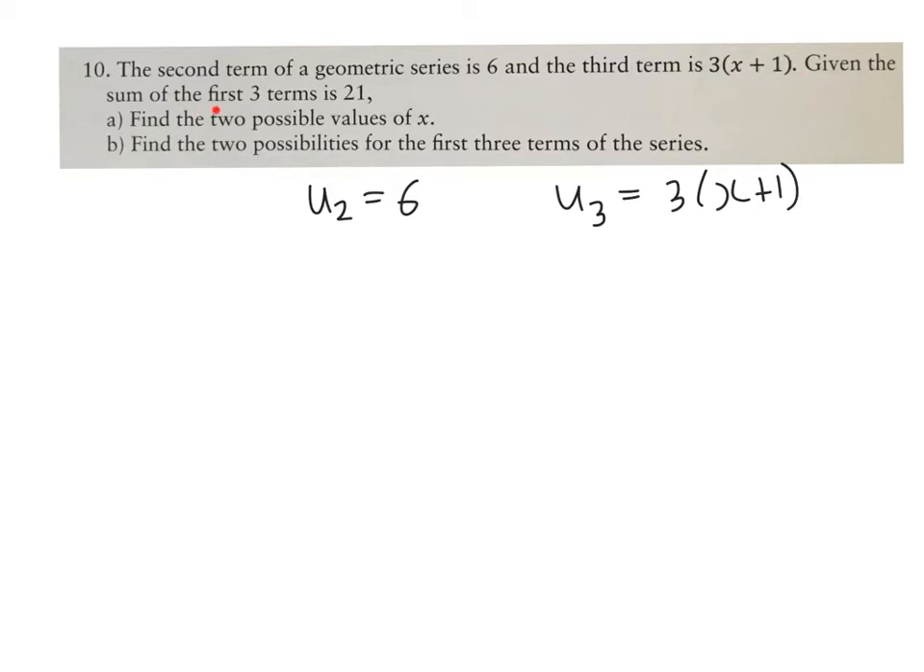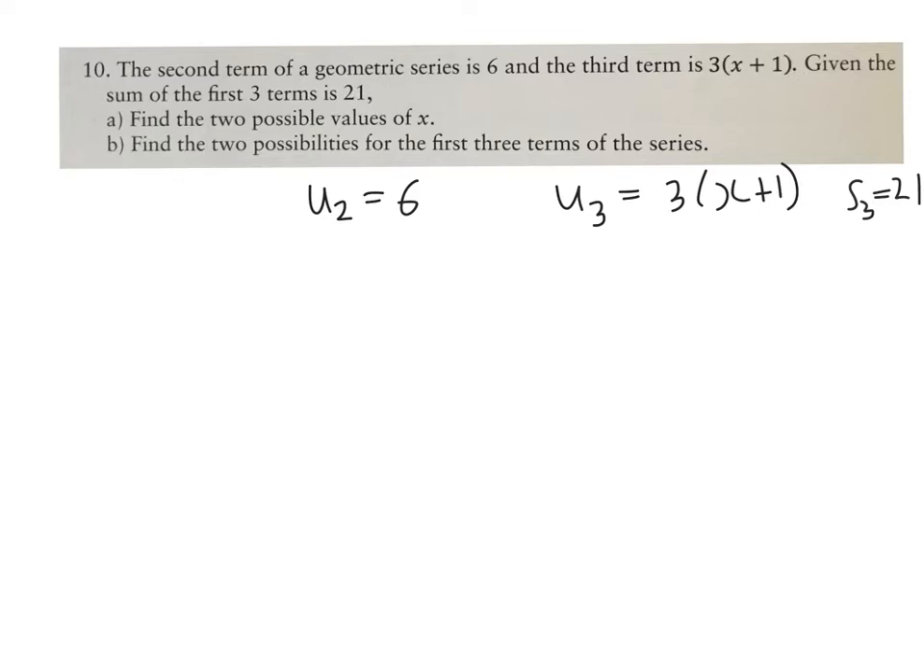Given the sum of the first three terms is 21, so that's saying that S3 equals 21. Find the two possible values of x. Find the two possibilities for the first three terms of the series.